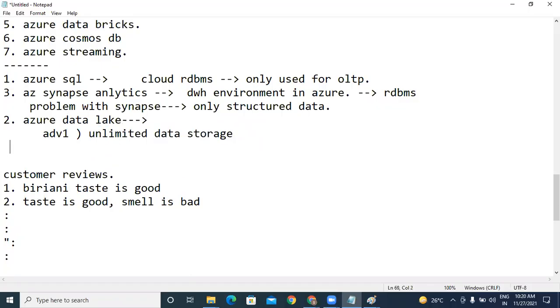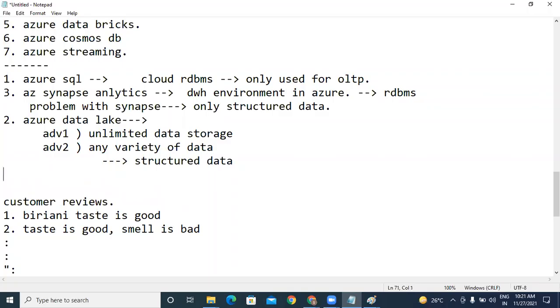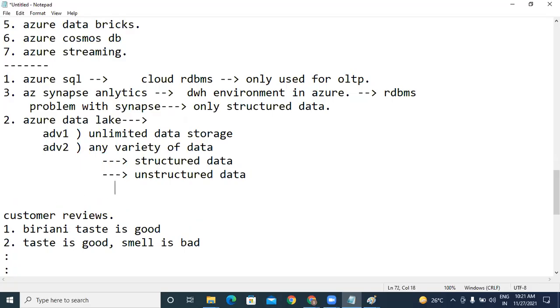And the second advantage, observe all of you, this is very important and required for us: any variety of data. If I can store any variety of data, later I can process it. What are the different varieties of data? Number one, structured data. Then semi-structured and unstructured data. You have already seen something about unstructured.